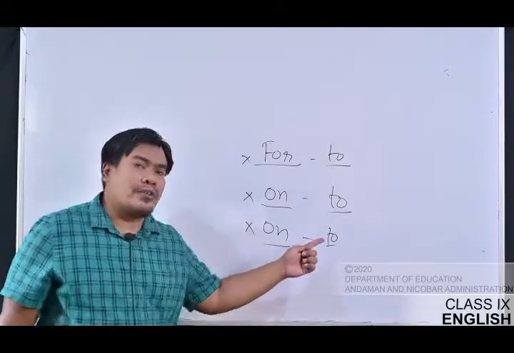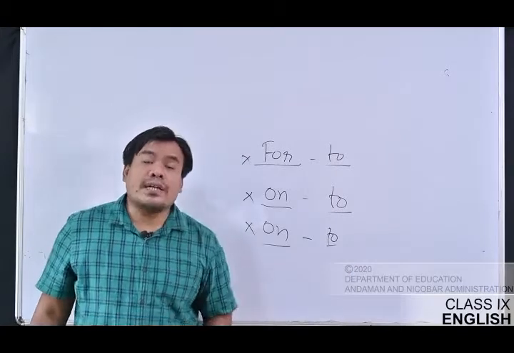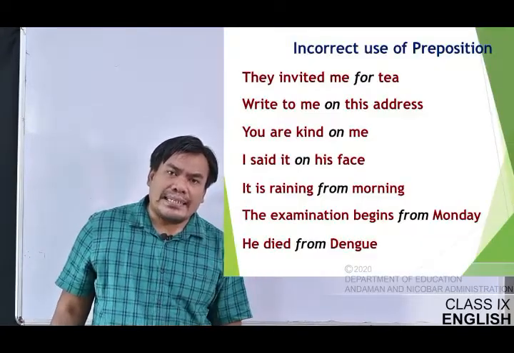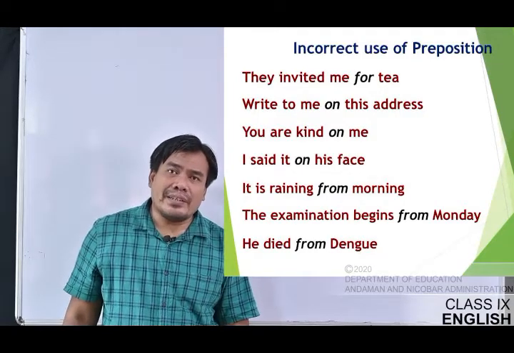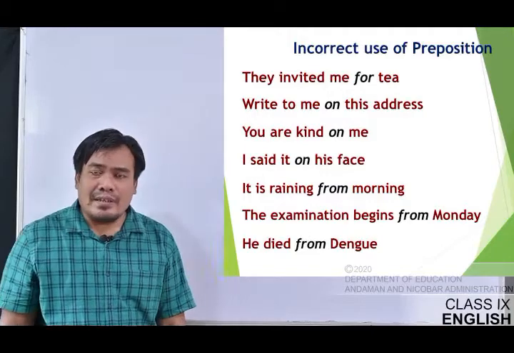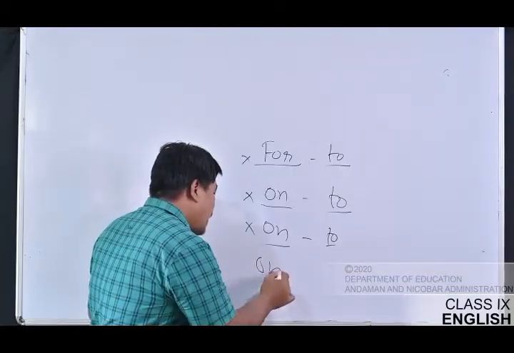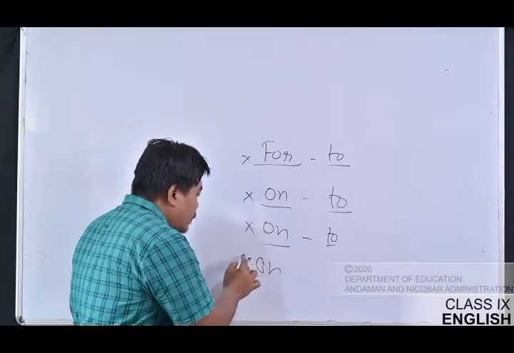So this, on, is wrong, and this is the correct preposition. Okay? So what was that? You are kind to me, not kind on me. The next sentence: I said it on his face. Really? Is that correct? Obviously, it's not correct. Again, what was the word there? On. It's again on over here. On is wrong. So what would be the correct one?